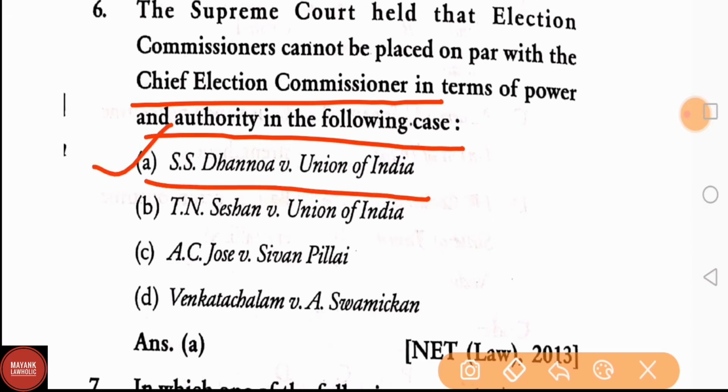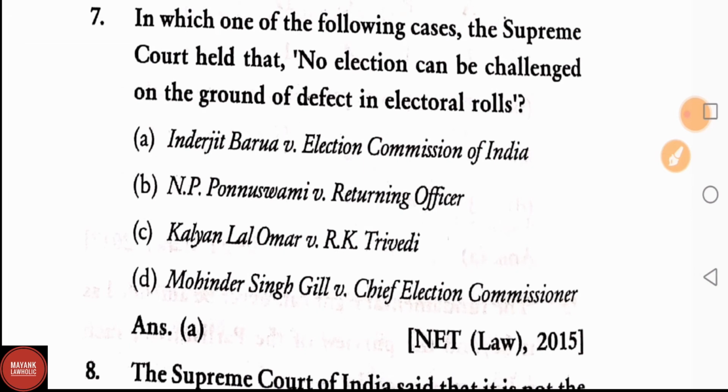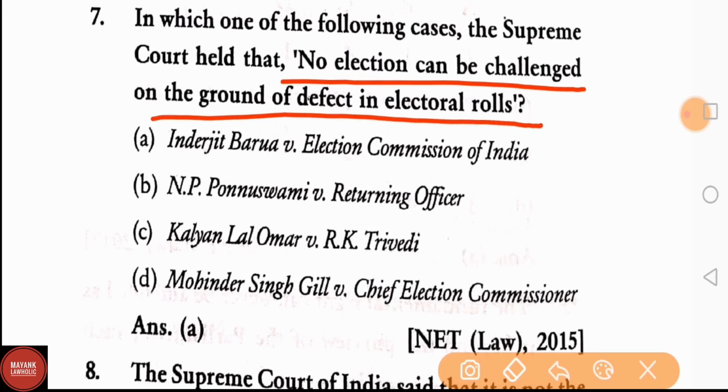Dhanova versus Union of India. Question number 7. In which one of the following cases the Supreme Court held that no election can be challenged on the ground of defect in electoral rolls? It was held in the case of Indrajit Barua versus Election Commission of India.